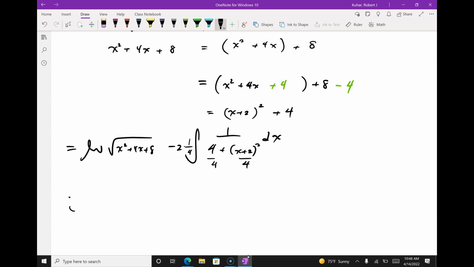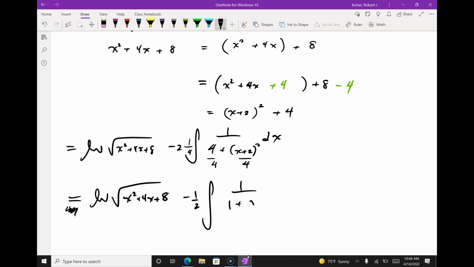So I have the ln of the square root of x squared plus 4x plus 8. I typically will split this into two problems so I don't have to keep writing this ln piece over. I'll say, okay, I'm only working on this one now. And then at the end, I'll put them together, right? So I've got minus 1/2 of the integral of 1 over 1 plus x plus 2 all over 2 quantity squared. Do you agree with that? We agree there. Anybody else?